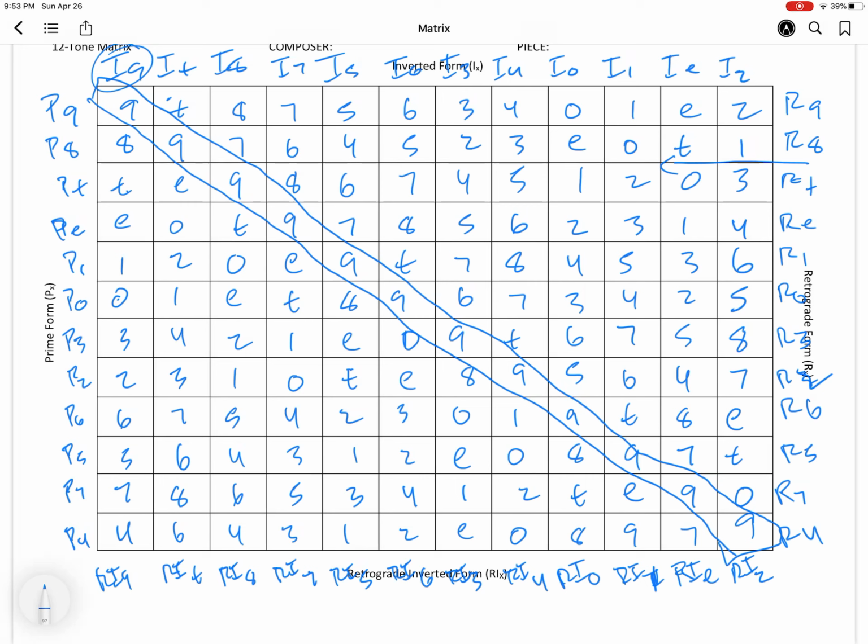So there it is. Let me know if you guys have any questions about this. And again, you'll get some practice on having a prime form and showing its inverted form. And then, of course, you can transpose any of those or show any sort of retrograde of that easily just by addition or subtraction.